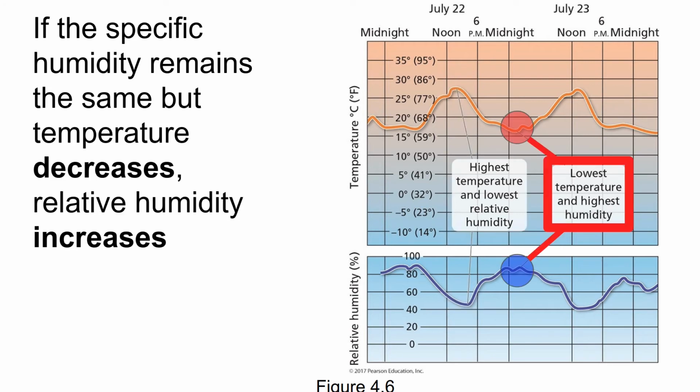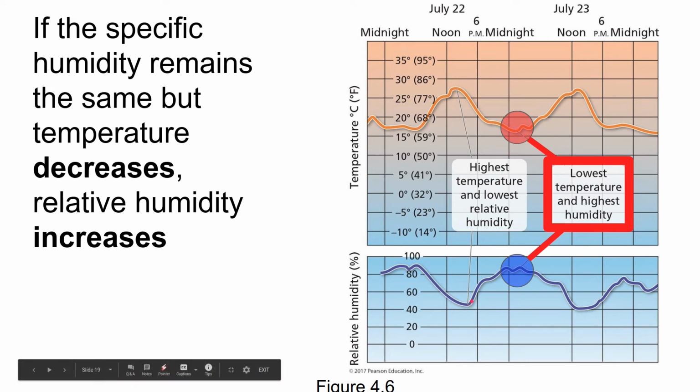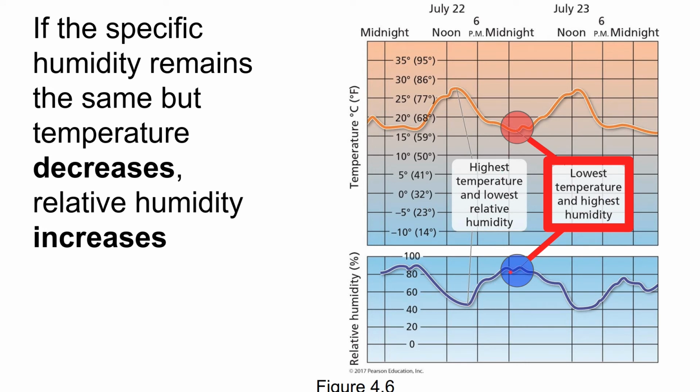So if the specific humidity remains the same, but the temperature drops, then the relative humidity goes up. The specific humidity is staying the same, but as the temperature drops, the maximum specific humidity also decreases. So now you have the same amount, but the maximum is less, so your relative humidity increases.